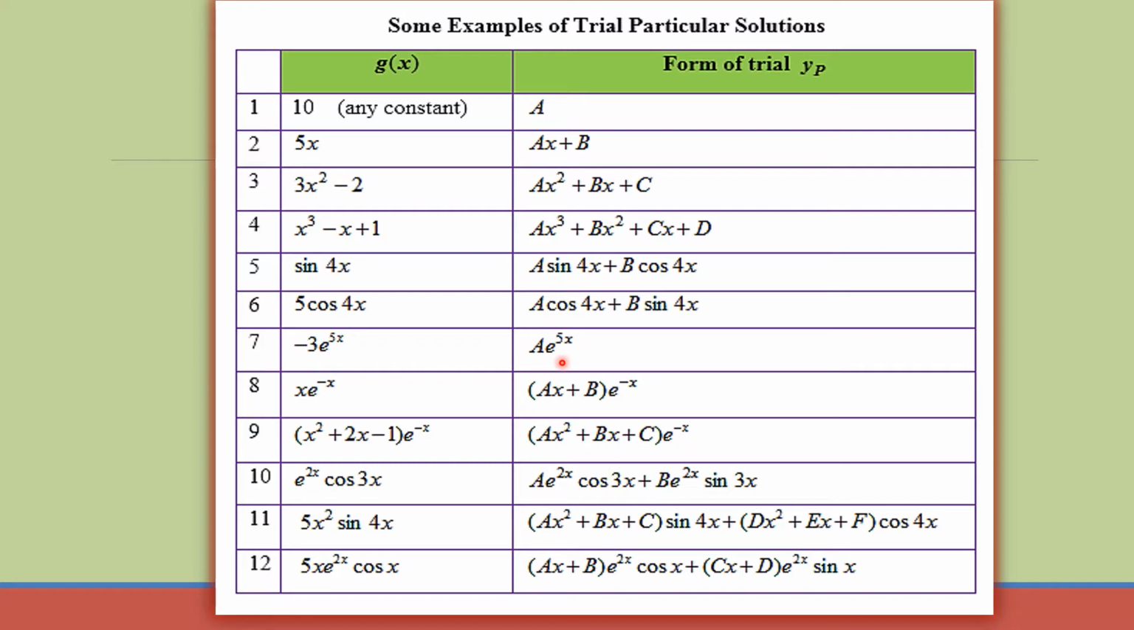For the exponential function, you must maintain the power of the e in order to form the yp. If this is e to the 5x, then the yp also contains the function e to the 5x. Suppose you change the power of e, you write it as e to the power of 2x, then over here we have a e to the power of 2x.